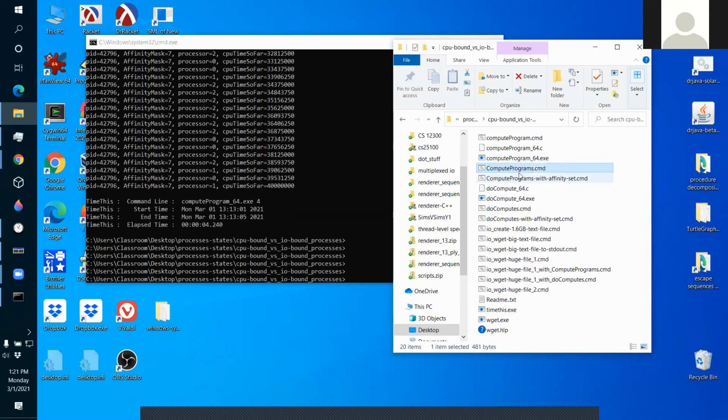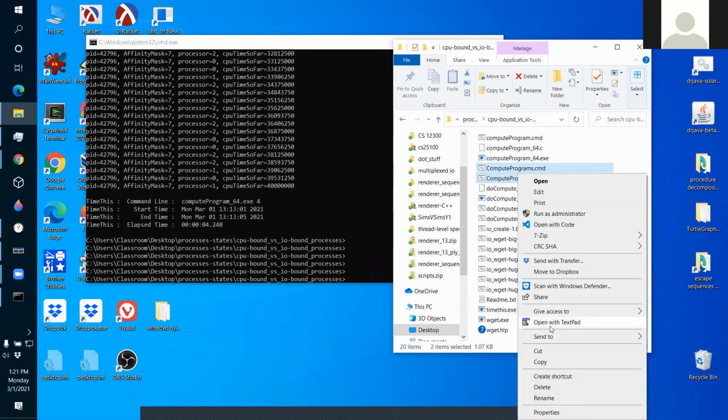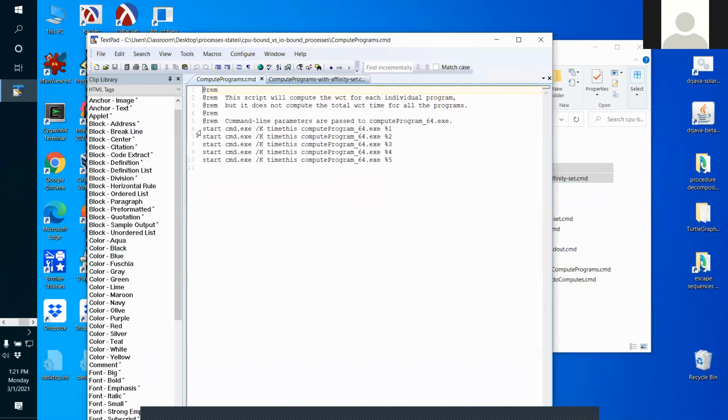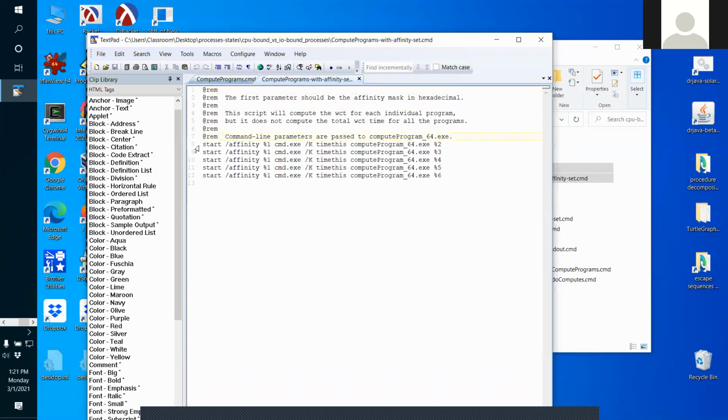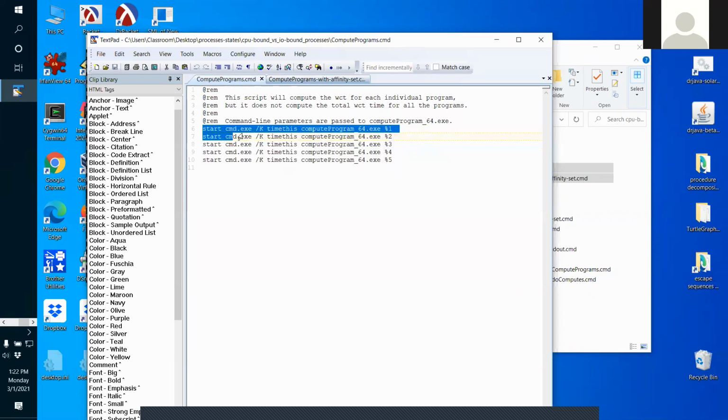This one is the one where you can set the affinity. There's not much difference between these. One of them just lets you set the affinity. This one runs them on the default affinity, and in this one, the first command line argument is the affinity mask, and so they're all run with the same affinity mask. So it starts each one with the affinity mask. It runs CMD with that affinity mask, then CMD calls time this with the program. Here you just start CMD telling time.